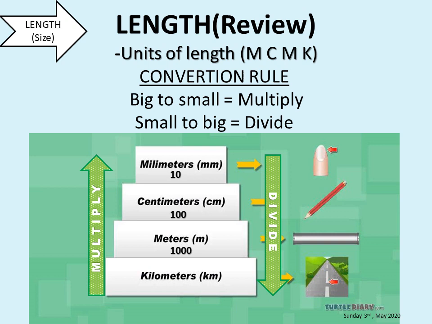So that means I have 5 kilometers. To change it to centimeters, first I convert it to meters by multiplying by 1000. Then I multiply my answer again by 100. So now I will have 500,000 centimeters.